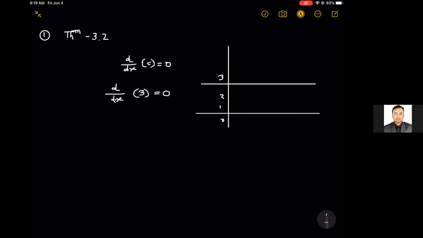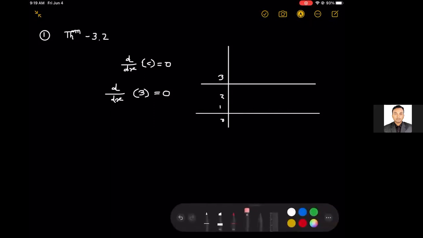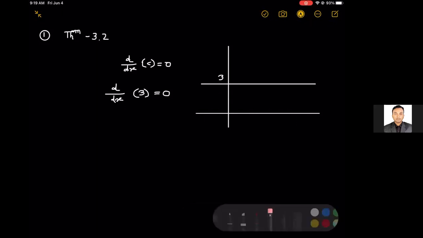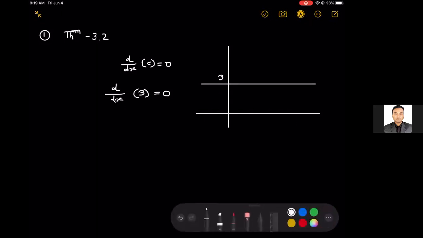So whenever I see a constant, but remember, it has to be a solo constant. It can't have anything assigned to it. It can't have anything associated with it. It can't be the coefficient of any other term. It has to be a solo constant. Then you can write a zero. Okay.